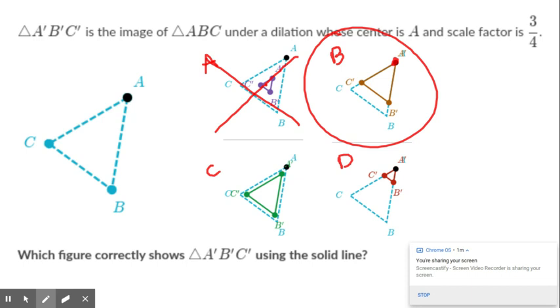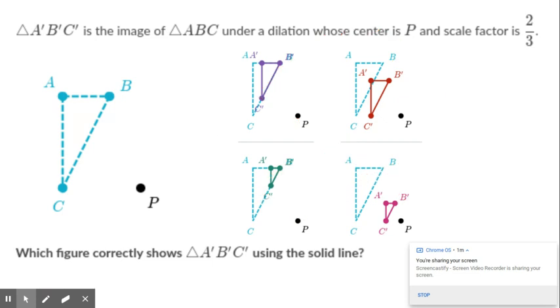Take a look at C. C looks good on size, but again, the center of dilation is different. You know that A and A prime are not the same point, so that means the center of dilation is incorrect. And then D has the proper center of dilation. It uses A, but it's way too small. So I think our answer of B is correct.